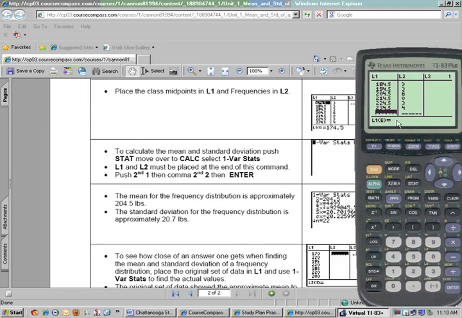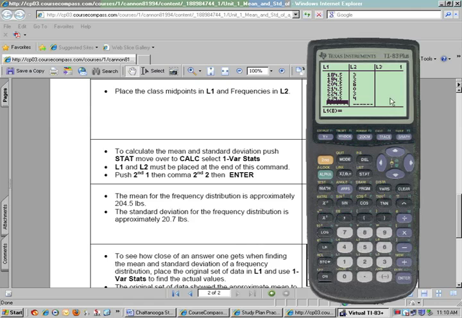Okay, now to calculate the mean and standard deviation, I want you to notice the steps, what it says. It says we have to push STAT, S-T-A-T. Again, we have used this all throughout the course, and you will continue to use it. You're going to move to calculate. Notice we've got one variable statistics, but here's where it's different. We're going to push enter.